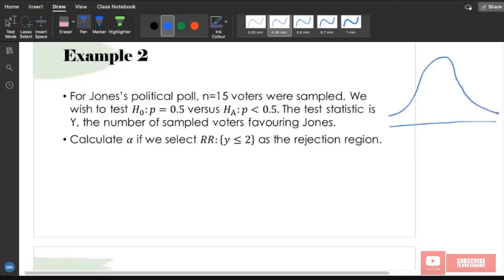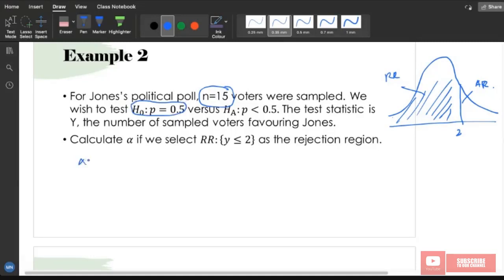let's say I'm drawing a normal distribution. Let's say this is a rejection region, right? Y equal to 2, so this is the rejection region. This is the acceptance region. Now, by looking at this example, we know that we have two outcomes, whether it's favoring Jones or not favoring Jones, right? And then we have n trials, which is n equal to 15, and we also have a probability of success, which is 0.5.